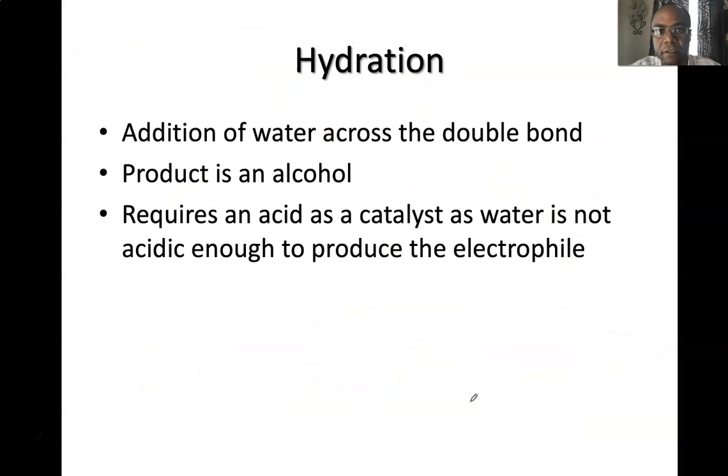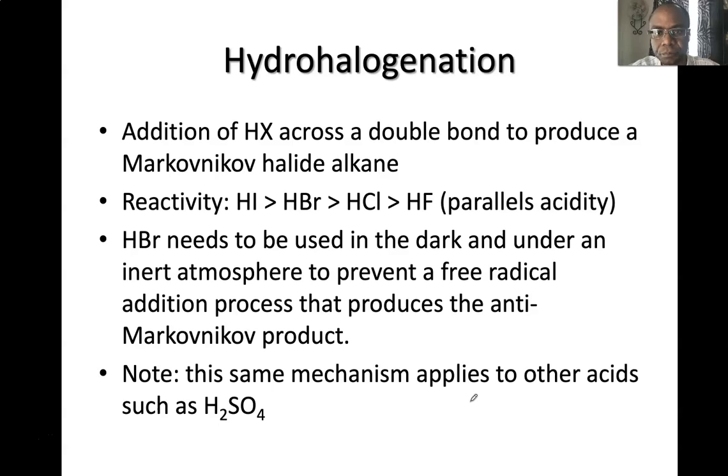Okay, and it's coming up very, very soon. Let's see where it is. This is where it is, hydrohalogenation. So I'm gonna cover that first, and then I'll talk about hydration. So hydrohalogenation, it's the addition of HX across the double bond to produce a Markovnikov halide alkene, that is an alkene with a halogen.